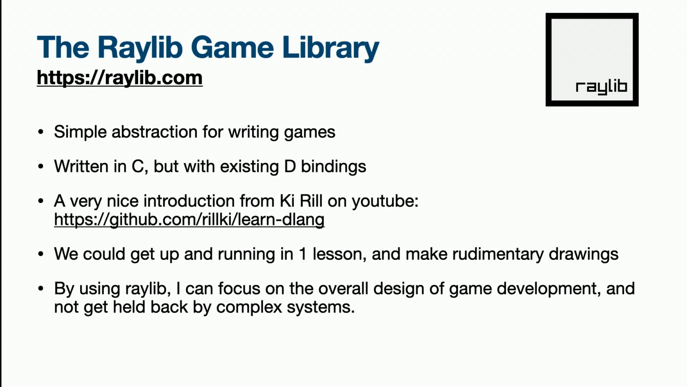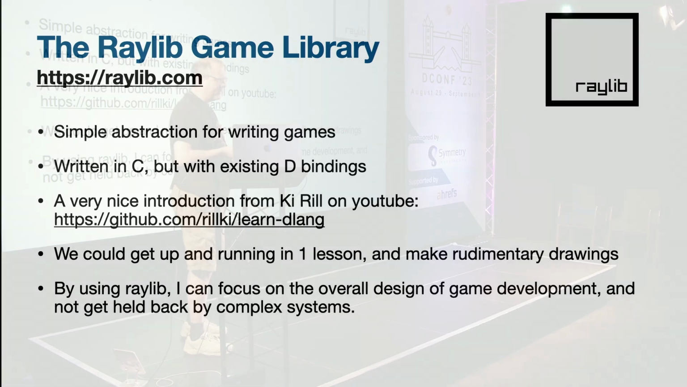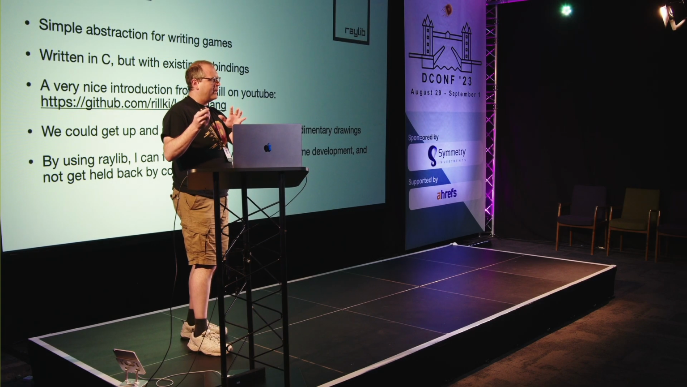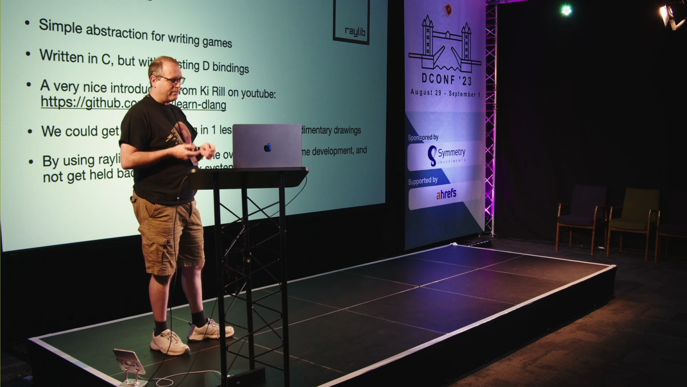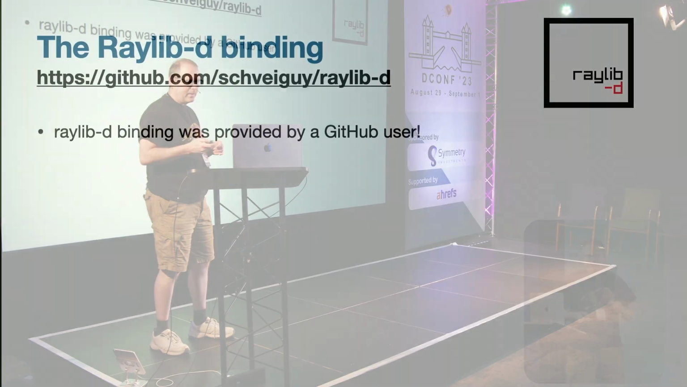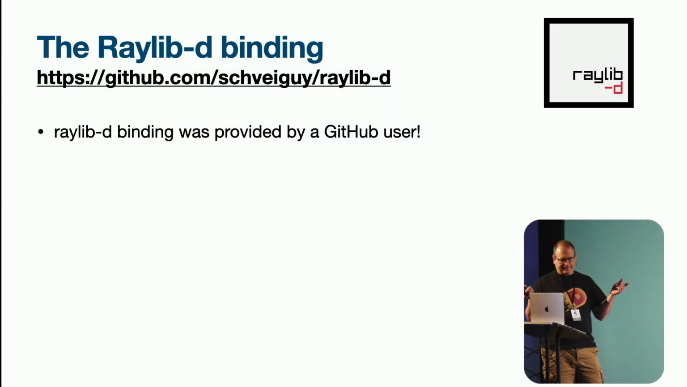By using raylib, I could focus on the overall design of the game development, like how things work, and not get held back by the complex systems. Like if we use Unity, it would be all involving a whole bunch. It was kind of like Roblox was like that. We have to deal with all the intricacies of Roblox and not just worry about the code, whereas raylib is super simple.